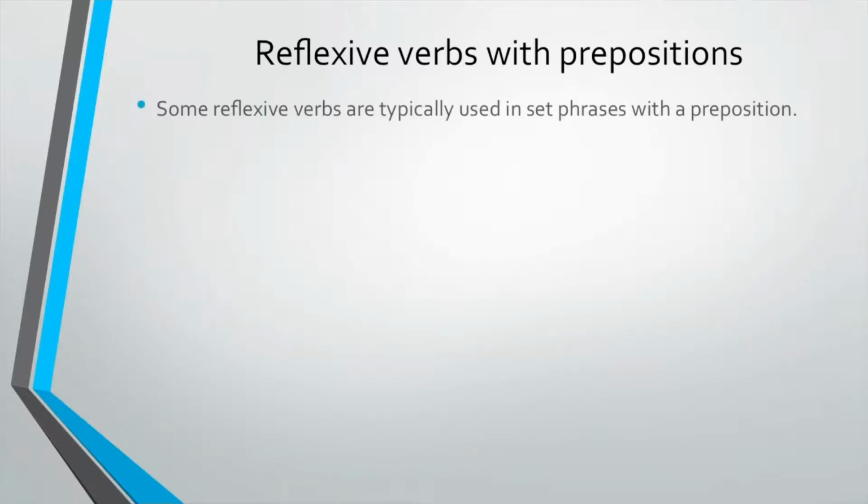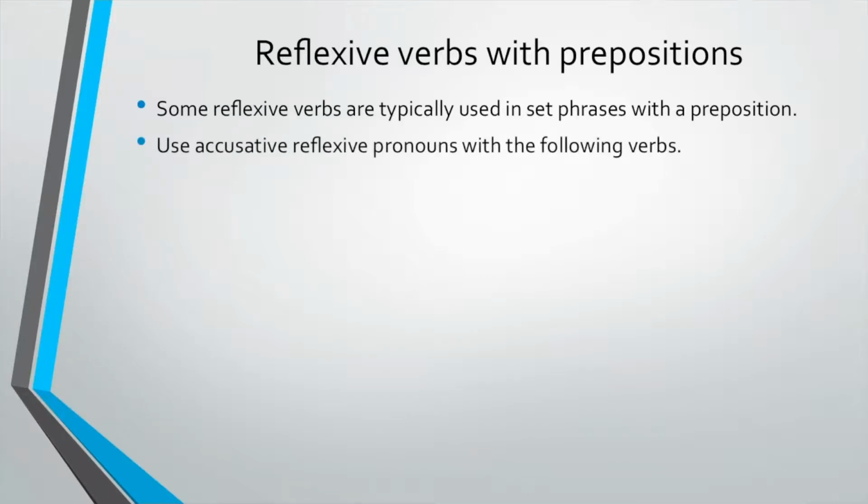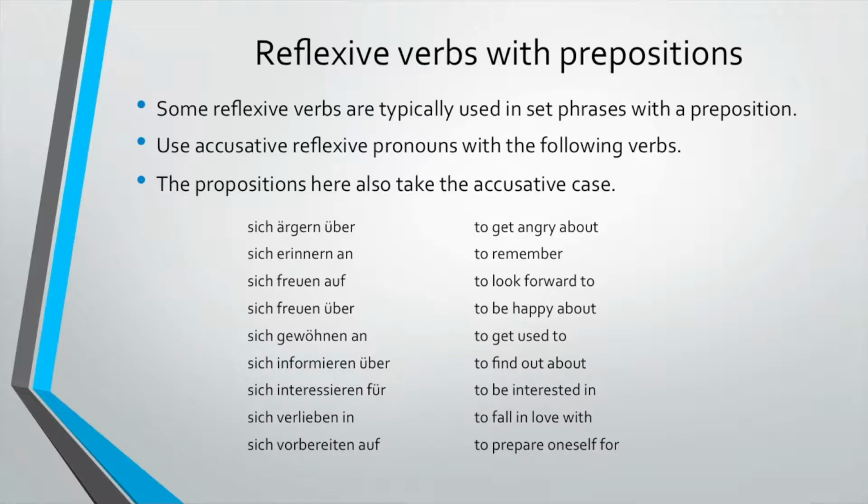Now, reflexive verbs with prepositions. Some reflexive verbs are typically used in set phrases with a preposition. And you use an accusative reflexive pronoun with the following verbs. And also the prepositions here take an accusative case. So here is a whole list. Sich ärgern über, sich erinnern an, sich freuen auf, sich freuen über, sich gewöhnen an, sich informieren über, sich interessieren für, sich verlieben in und sich vorbereiten auf.